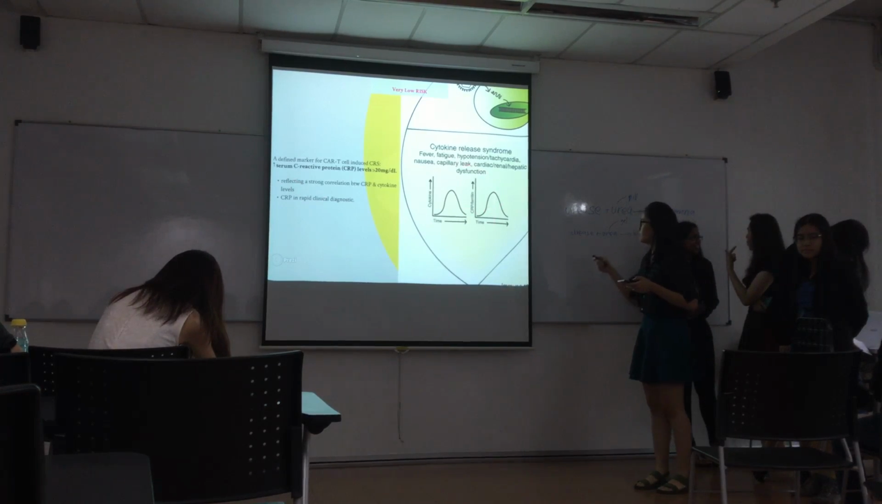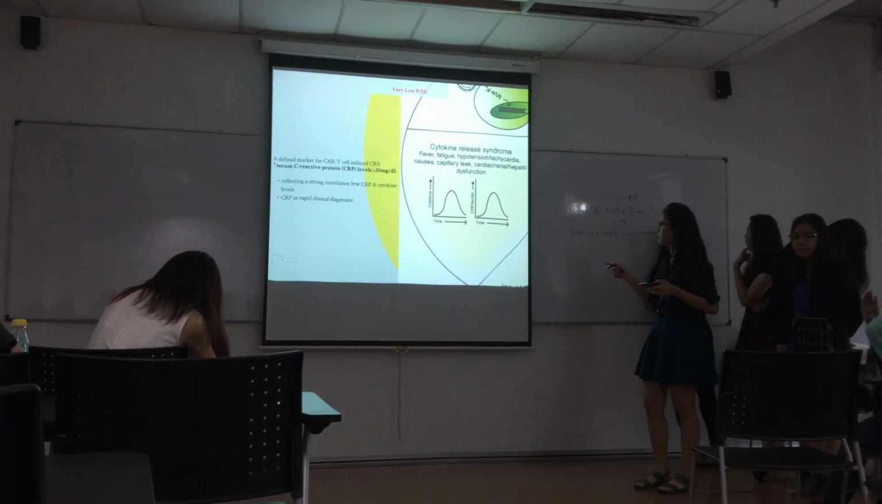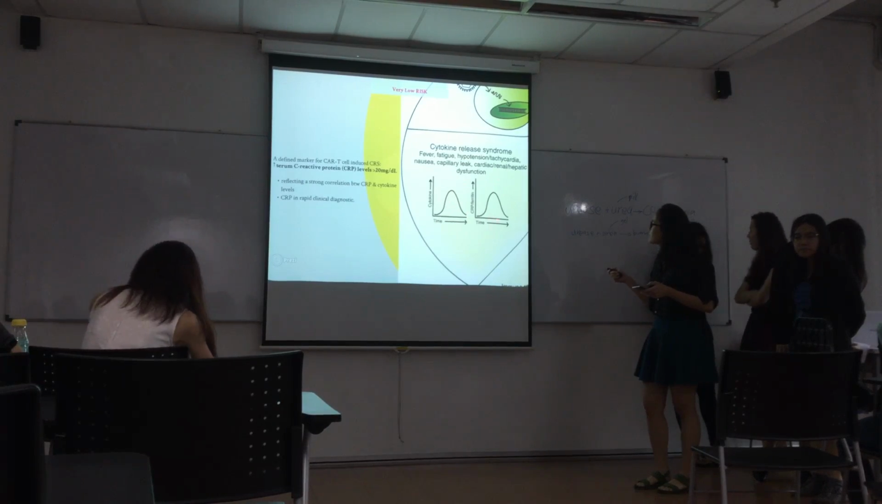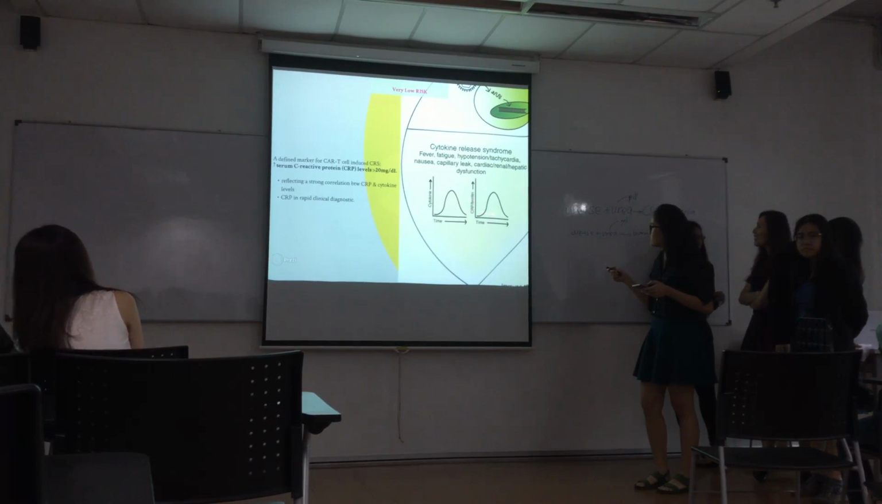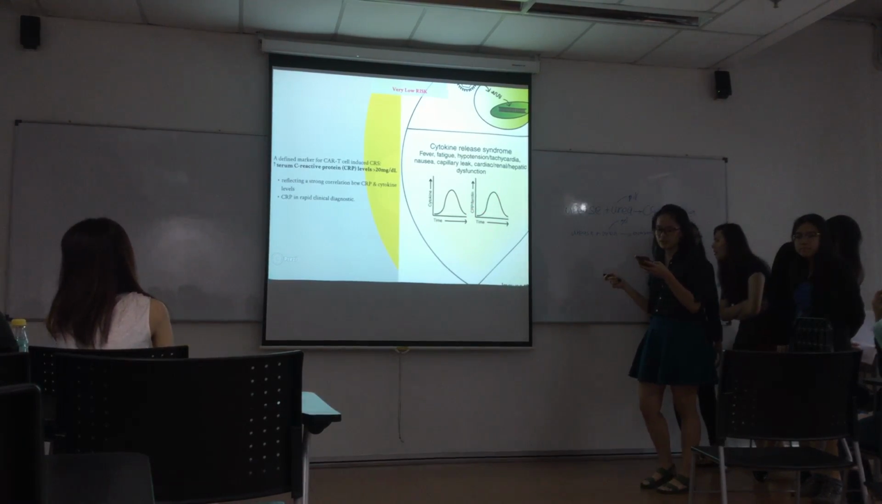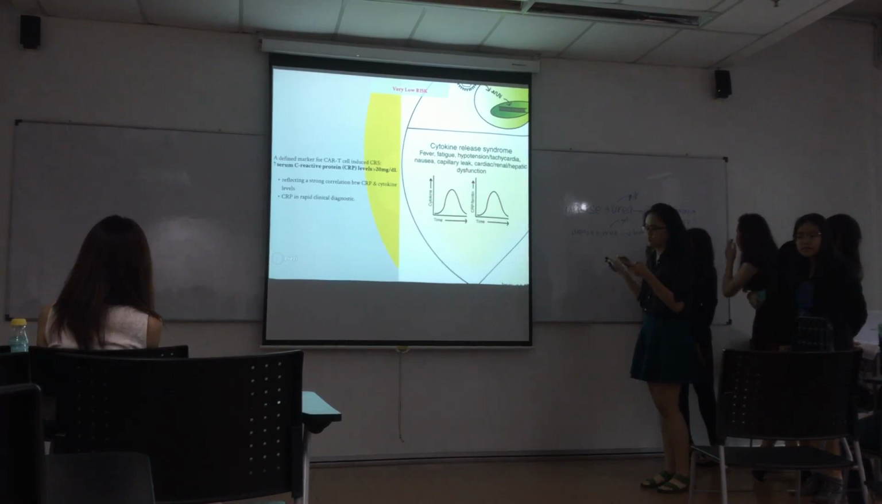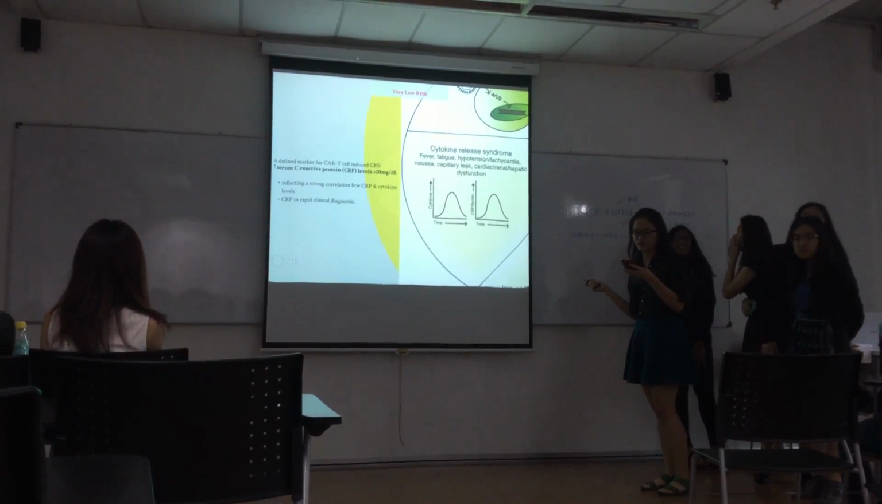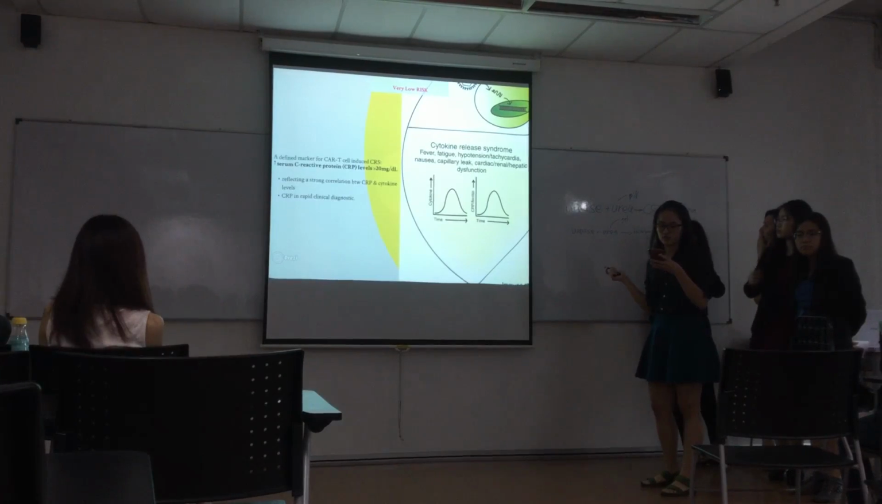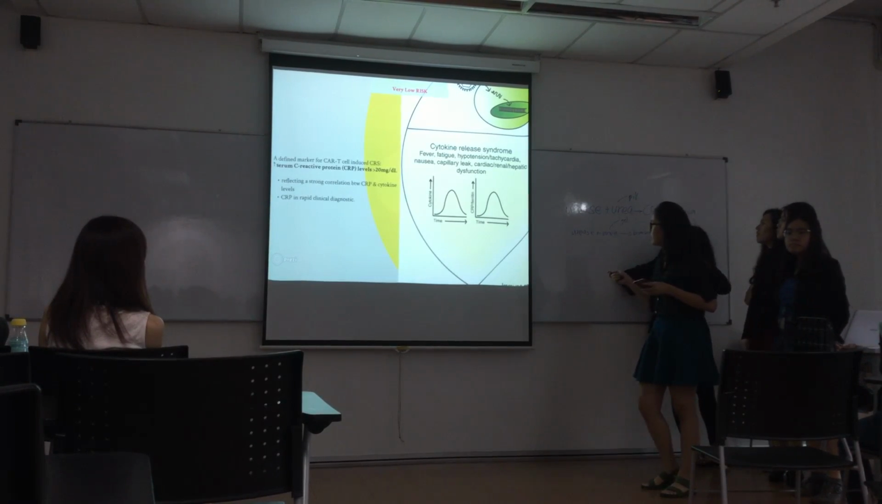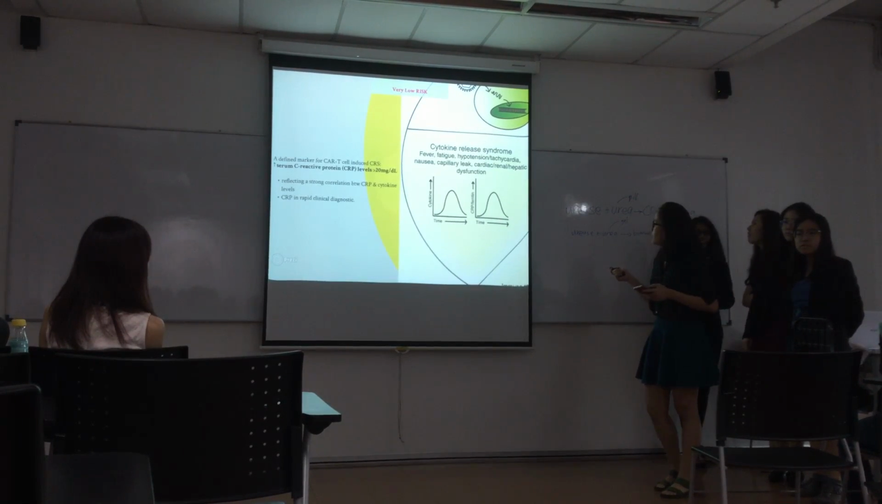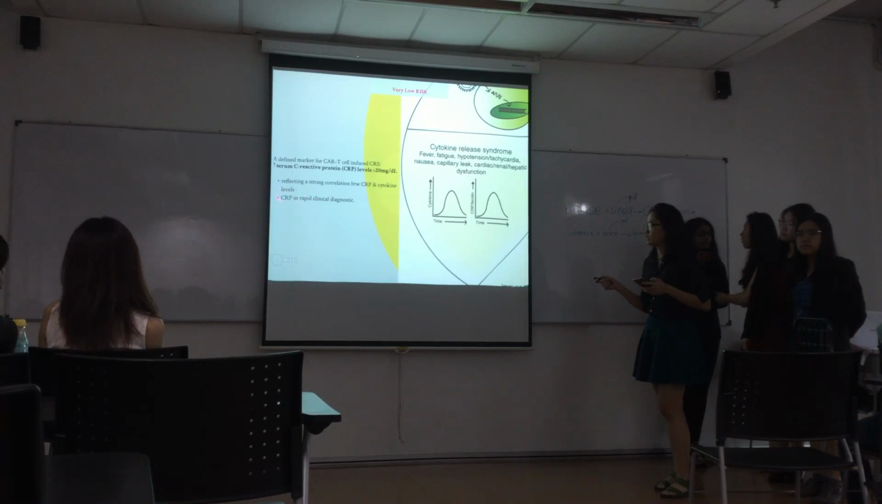As you can see from this graph, as the cytokine level increases, at the same time the CRP and ferritin also increase. For information, these two are classified as acute phase reactants, which means that they will increase in level in response to inflammation. So CRP can be used in rapid clinical diagnosis.